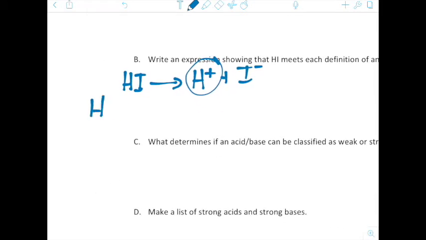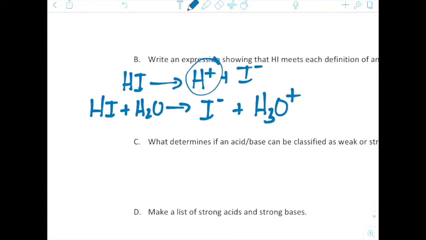Bronsted-Lowry would say because it reacts with water, we say that it donates a proton. And so the iodide ion is formed, and then the water accepts it, and so the water is considered a base here, and it turns into our hydronium ion.